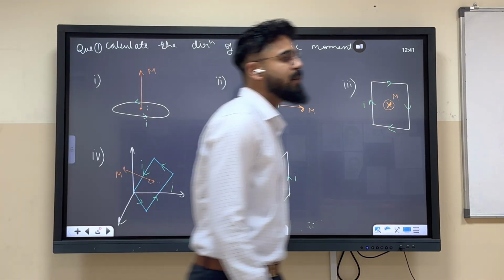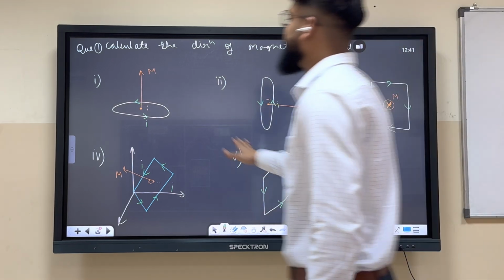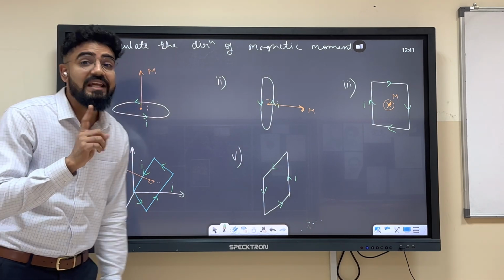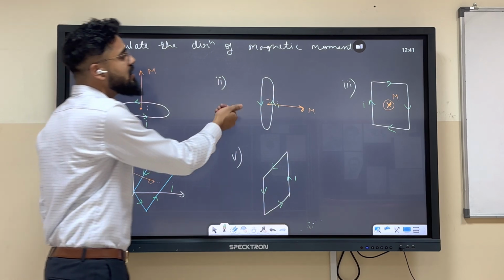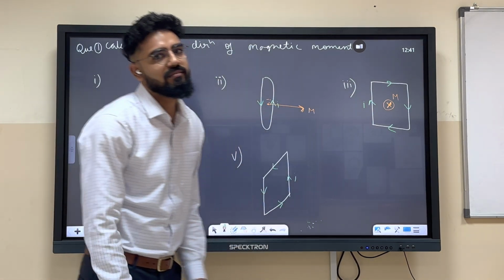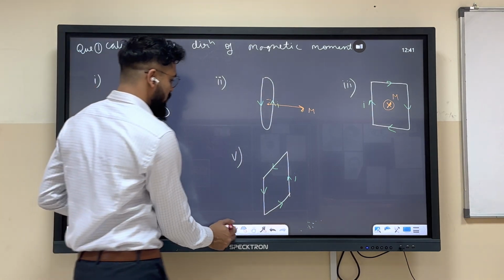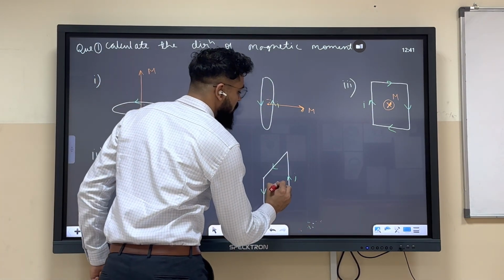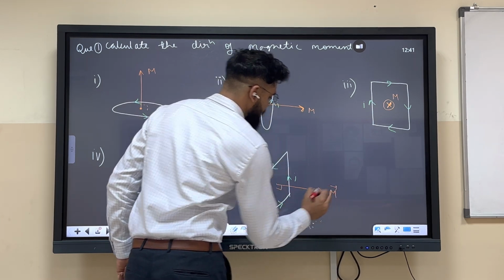We can say the magnetic moment over here will be perpendicular to your loop, the surface of the loop where it is placed. I am not using the word area because we all know that the direction of area and magnetic moment are almost the same. So that's it. It is perpendicular to this.